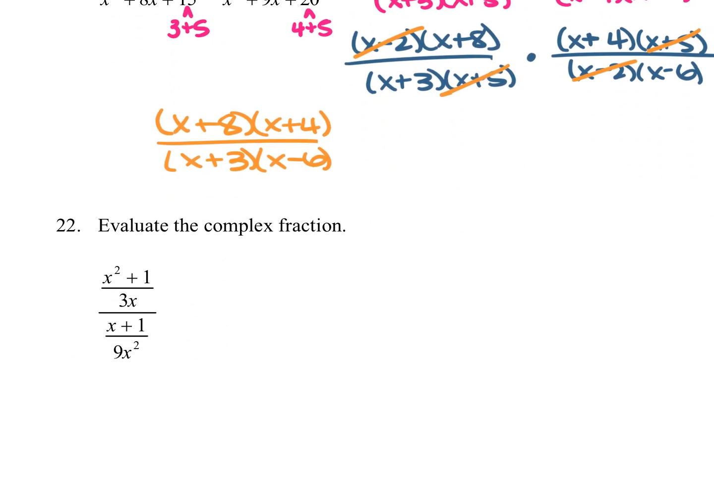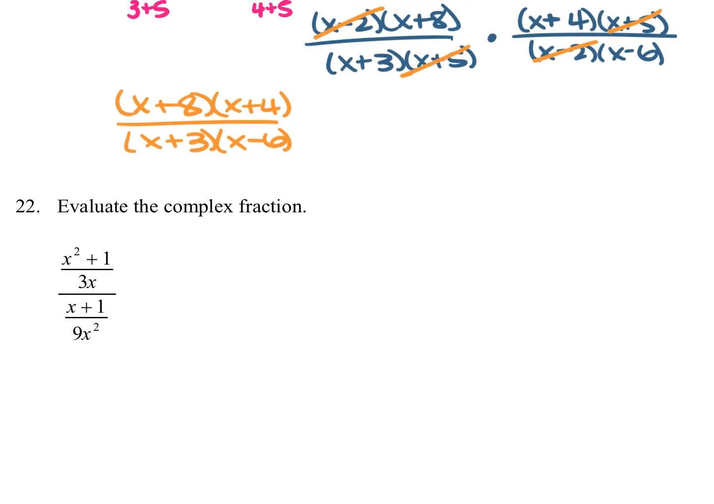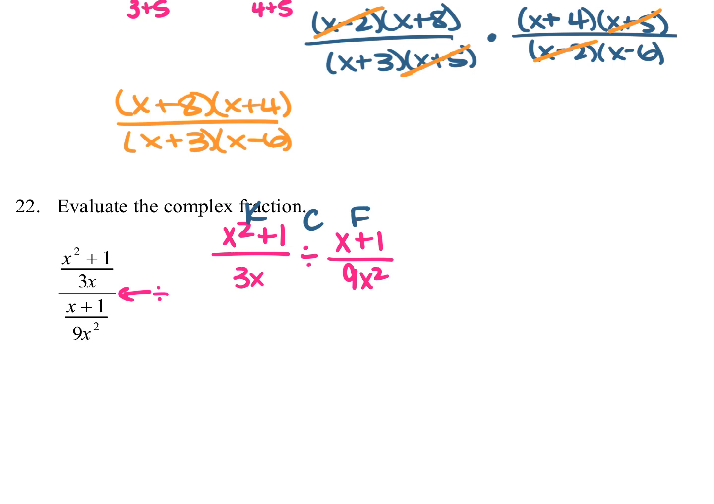For 22, we're evaluating the complex fraction. Remember, these complex fractions mean division. So you have x squared plus 1 over 3x divided by x plus 1 over 9x squared. So that x squared plus 1 over 3x is going to be our first fraction. Our second fraction, we're going to have x plus 1 over 9x squared. So again, we're going to keep, change, flip. We can't simplify anything within those fractions. That's why we're just going straight to the keep, change, flip.